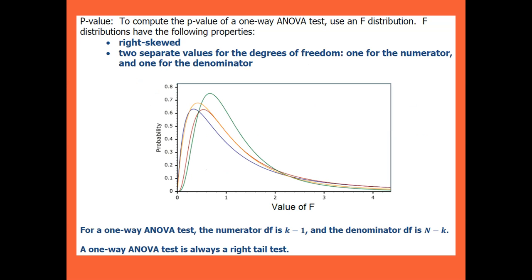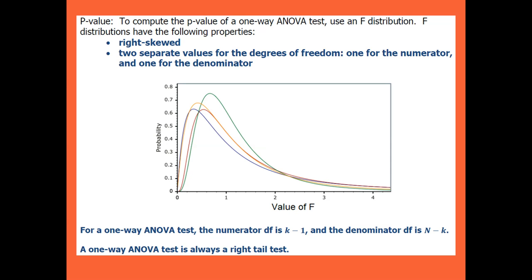To compute the p-value of a one-way ANOVA test, you do use an F distribution. Like a chi-squared distribution, the F distribution is right-skewed. Unlike a chi-squared distribution, there are two values for the degrees of freedom. The way that we set up the test statistic was as a quotient where we had one variance divided by the other variance. Those both have degrees of freedom that go with them. So there's a value for the degrees of freedom that goes along with the numerator, and there's a separate value for the degrees of freedom that goes along with the denominator.